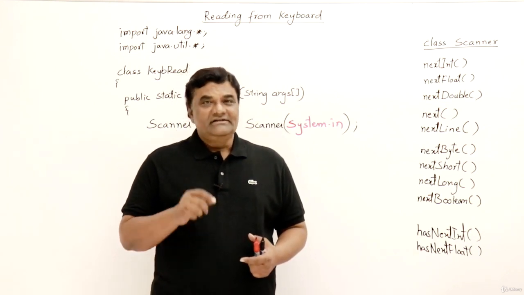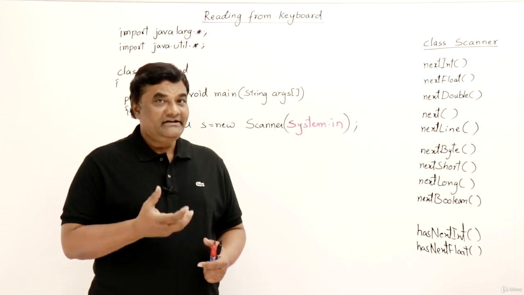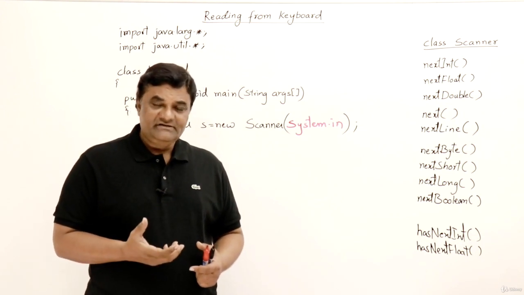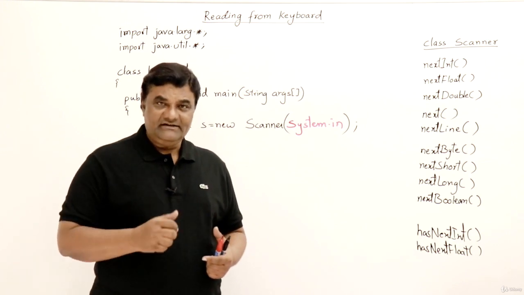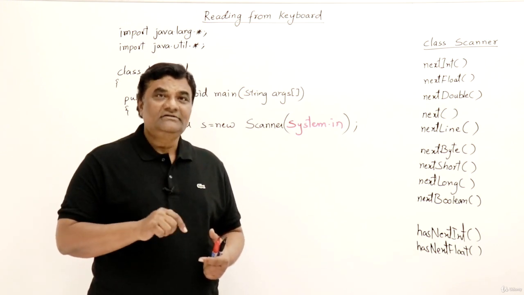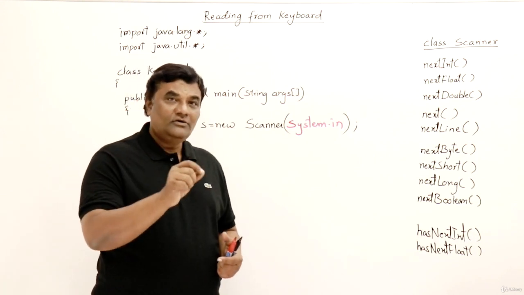Let us see. Java provides a class called Scanner that is used for reading the data from different sources. What could be the different types of sources? We will learn that later. But here we will learn how to read it from the keyboard. So keyboard is a source, and from there, how to read the data.